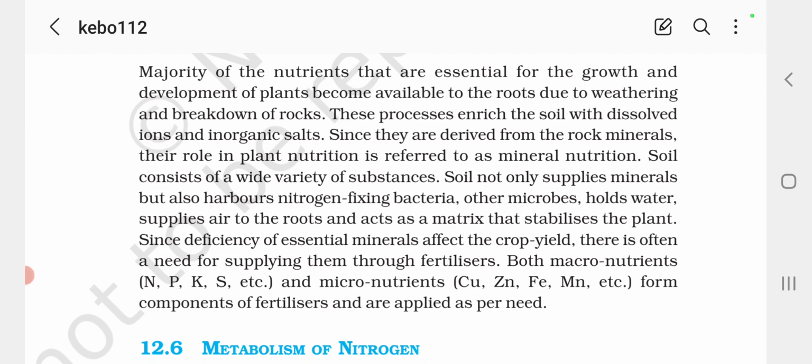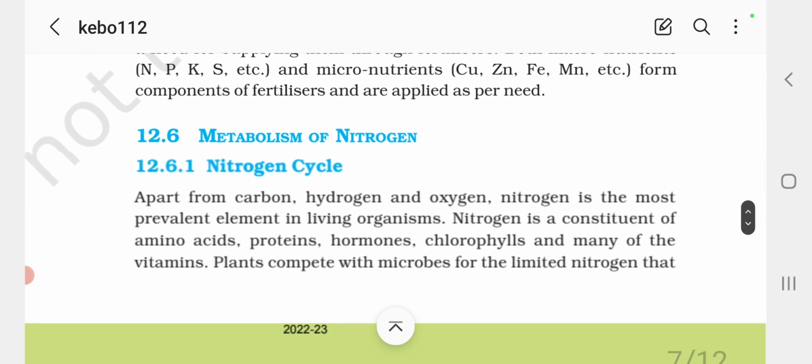Soil consists of a wide variety of substances. Soil not only supplies minerals but also harbors nitrogen fixing bacteria and other microbes, holds water, supplies air to the roots, and acts as a matrix that stabilizes the plant. Since deficiency of essential minerals affects the crop yield, there is often a need for supplying them through fertilizers. Both the macronutrients like nitrogen, phosphorus, potassium, sulfur, etc., and micronutrients, that is copper, zinc, iron, manganese, etc., form components of fertilizers and are applied as per need.